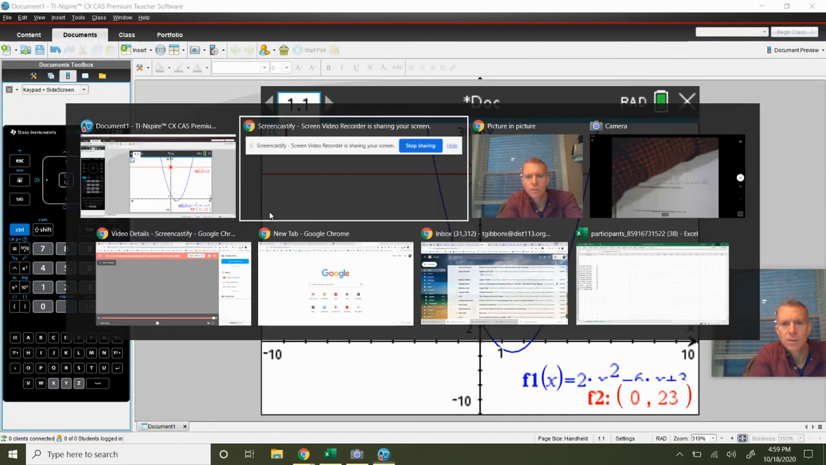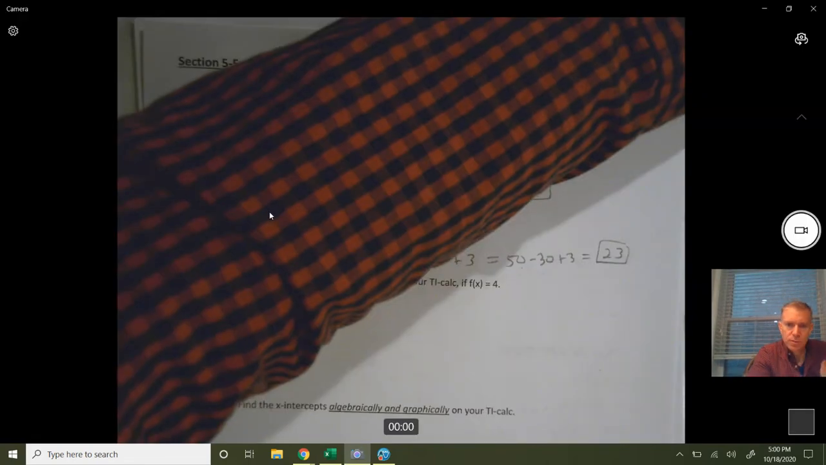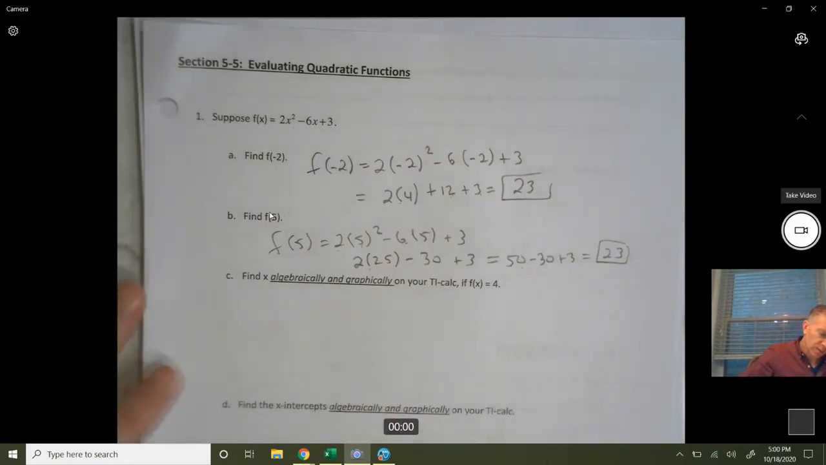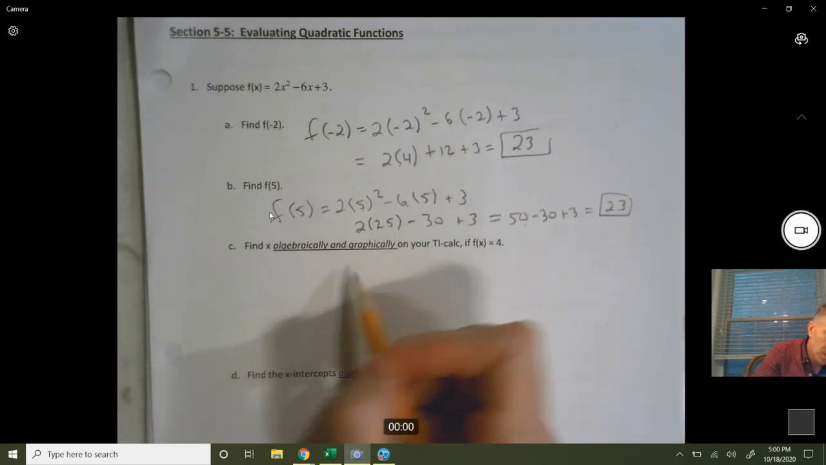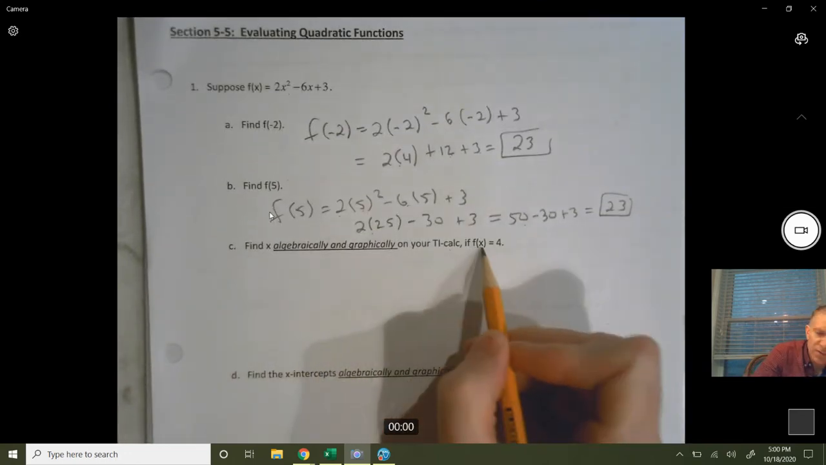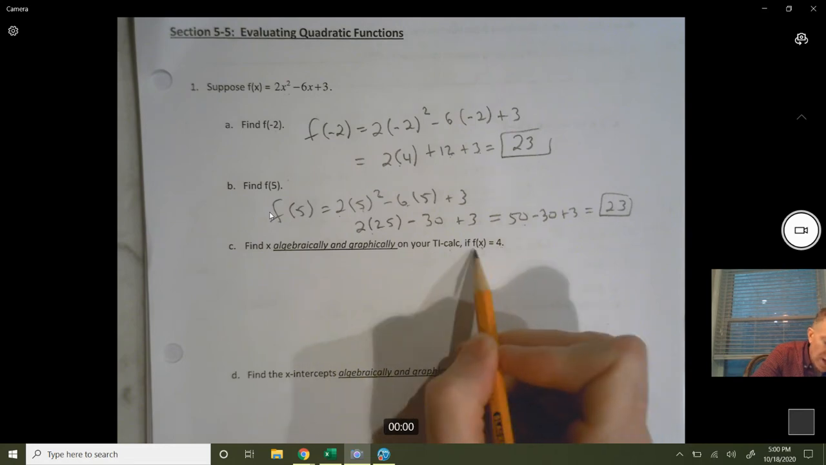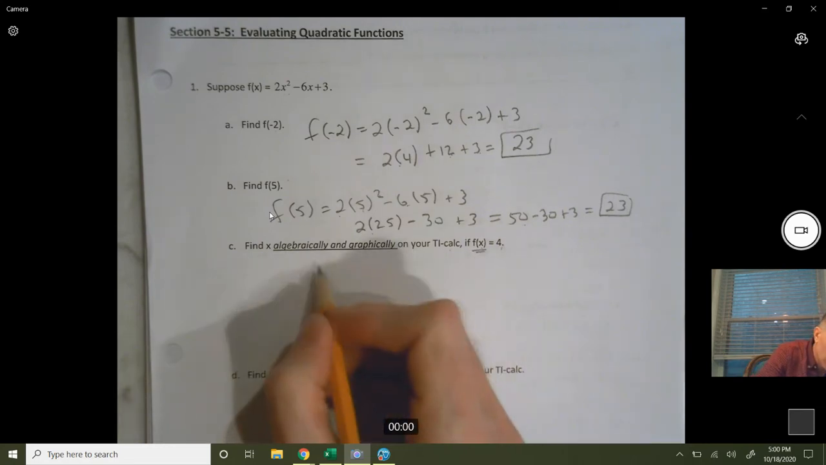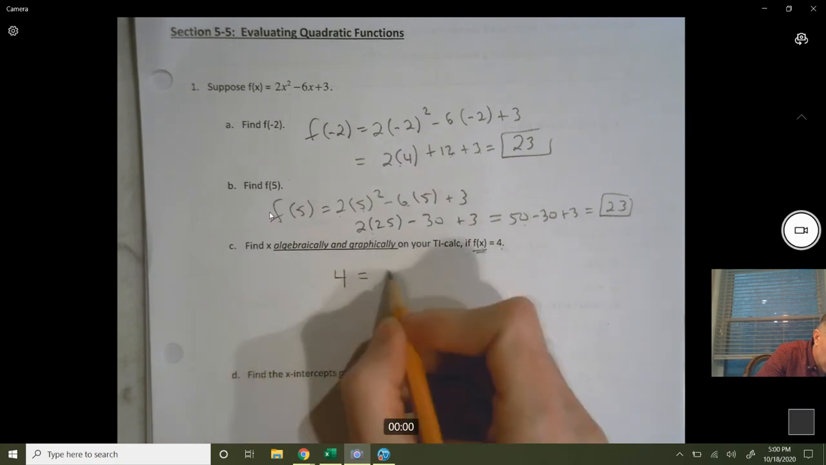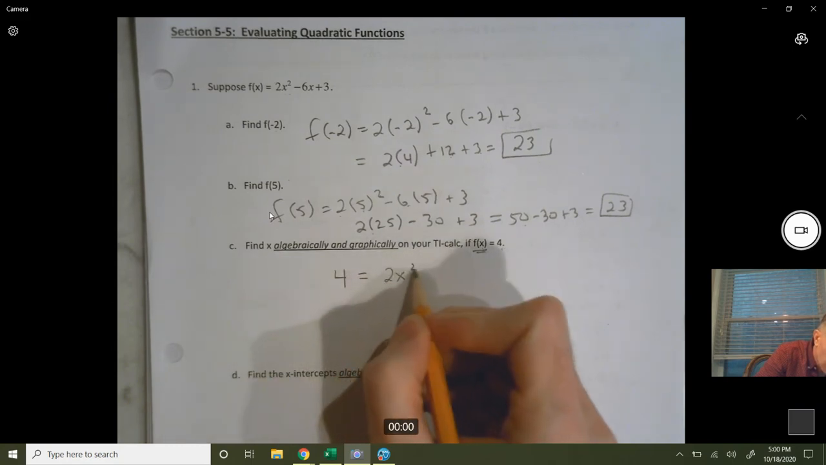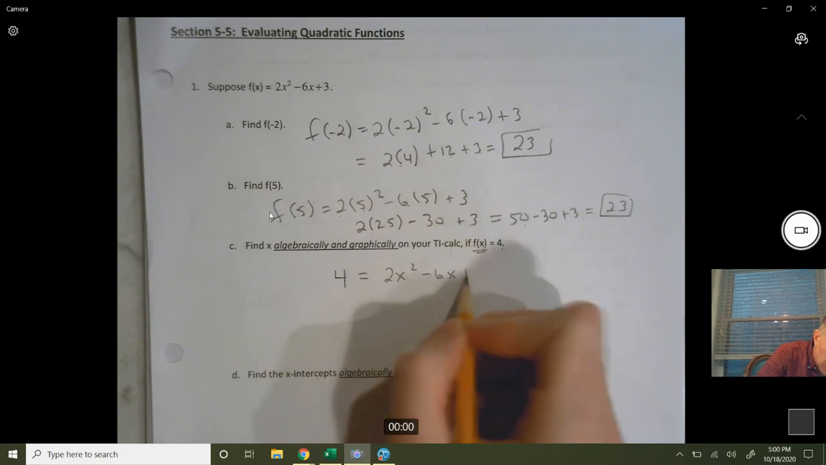Let's go back and continue. Find x algebraically and graphically on your TI calculator if f of x equals 4. So when the y value equals 4, we're going to plug in a 4 for the f of x and set that equal to 2x squared minus 6x plus 3.